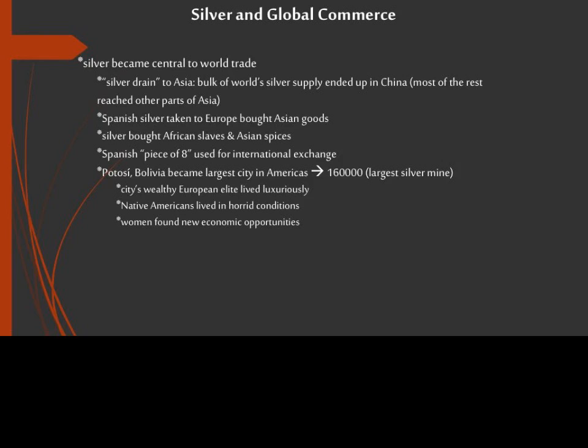It was in Potosi, Bolivia, which actually became the largest city in the Americas with an estimated population of about 160,000. And this is where the largest silver mine was located. The city's wealthy European elite lived in absolute luxury. Native American miners lived in horrid conditions. But women did find some new economic opportunities.